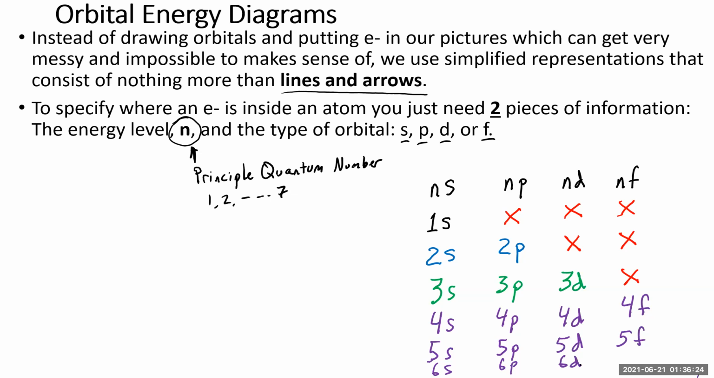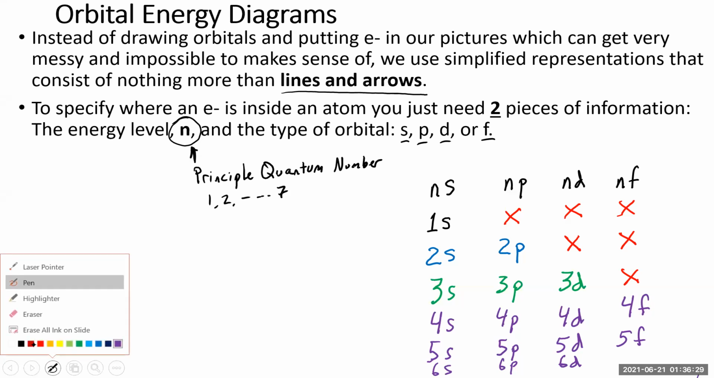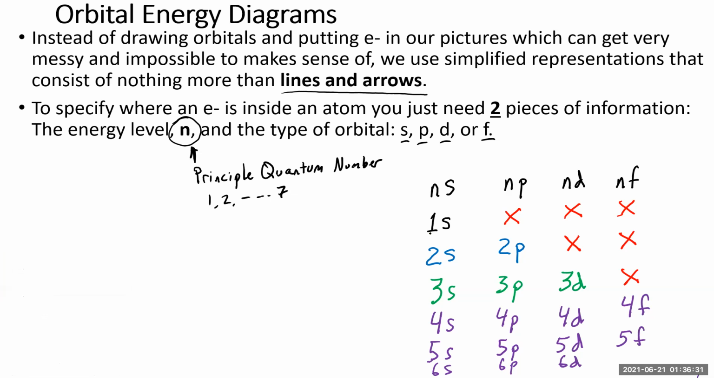So this is how we are going to label every one of our orbitals. We're going to label them like this: 1s, 2s, 2p, 3s, 3p, and so on. And we're going to follow the periodic table. And you've probably seen something like this.